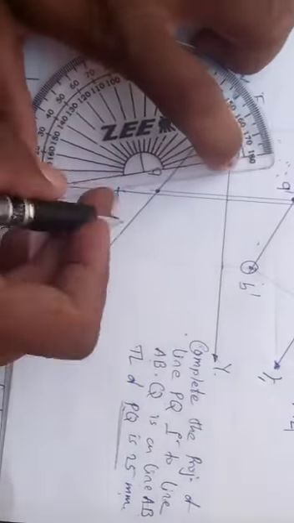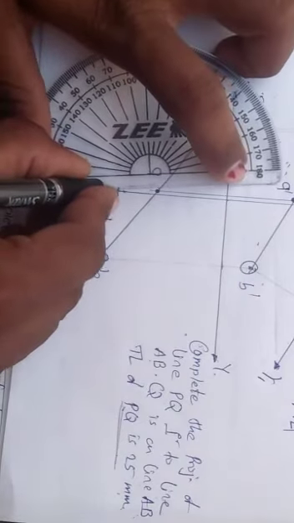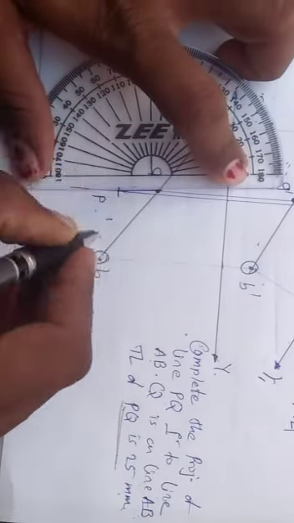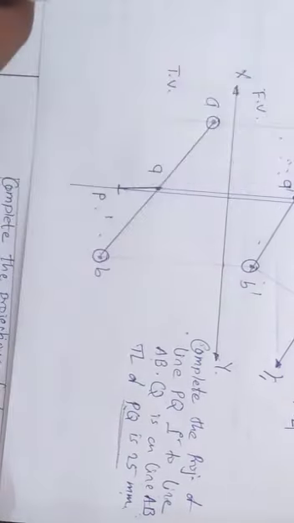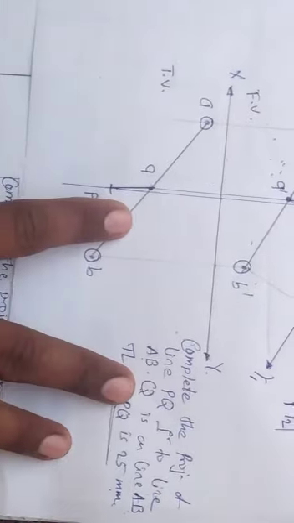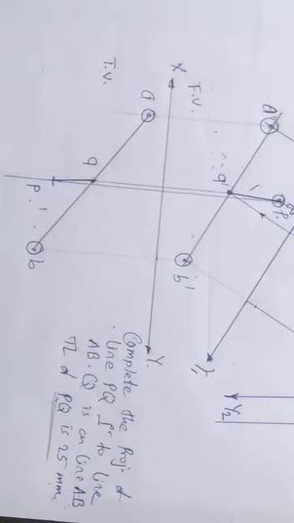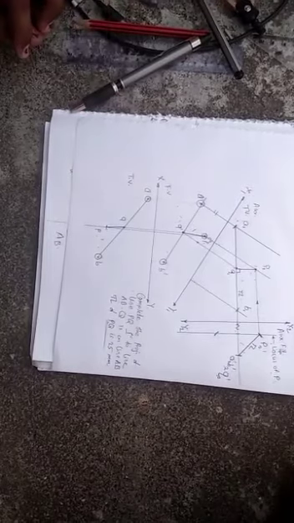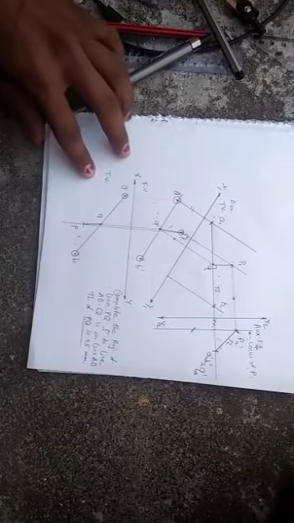Join it. So this is how line PQ is completed in the top view. This is the entire solution of the problem.